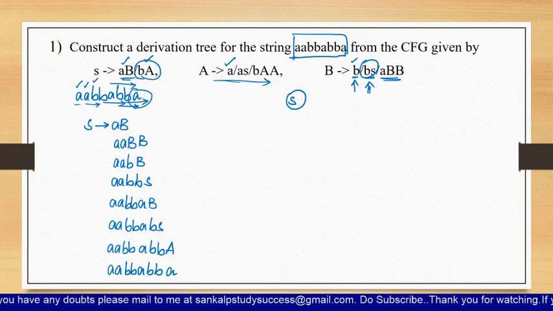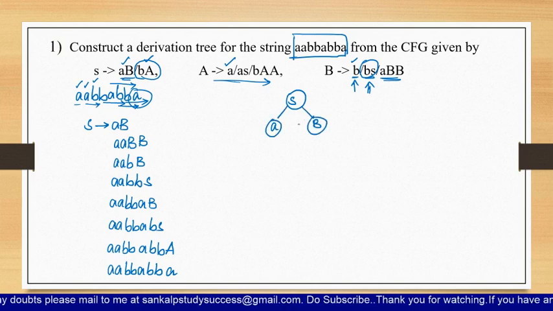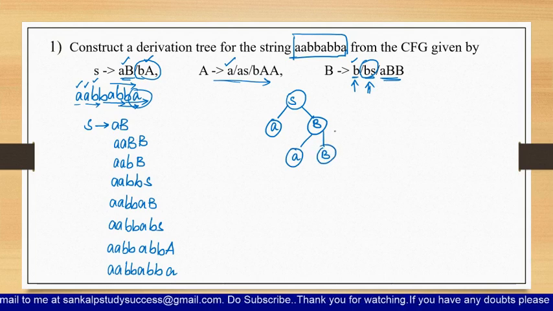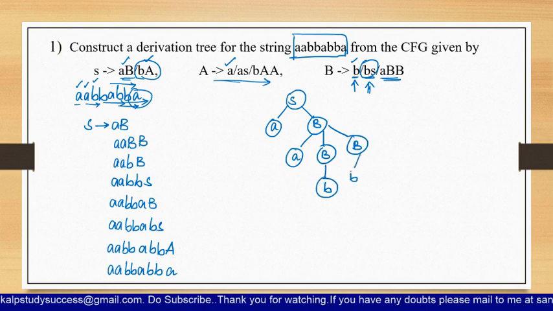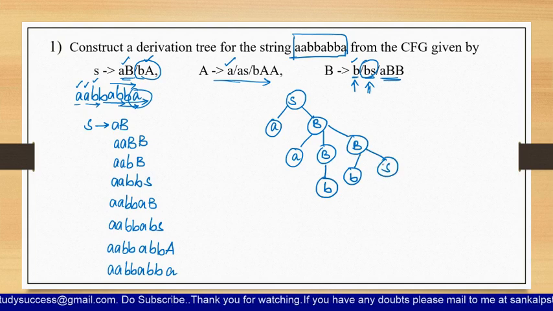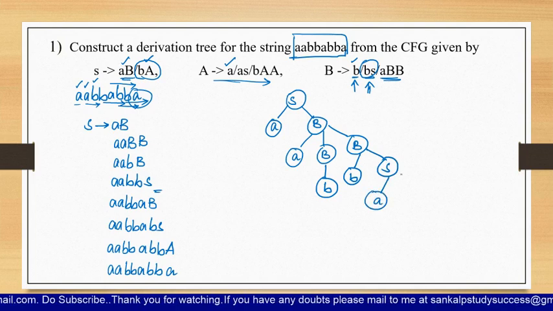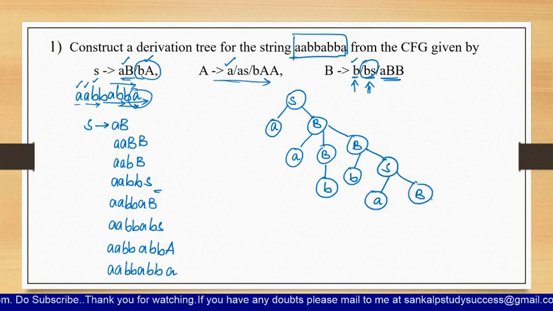So in the place of S you have substituted AB. So here it is small a and here it is capital B. Now in the place of B you have substituted ABB. So here let us write A, capital B and capital B. And then in this capital B we have substituted small b, and in this capital B we have substituted BS, correct? Now in the next step, in the place of S you have substituted small a and capital B, correct? So let us write here small a and capital B.